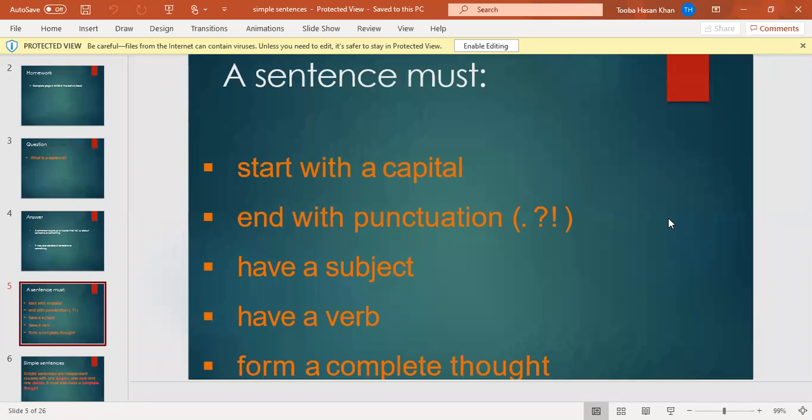It should have a subject. Subject means the noun which is performing the action. It should have a verb. A verb is an action word. And it should form a complete thought. Meaning, it should tell you the exact meaning. Your point should be complete. Okay? If you are discussing one thing, it should be discussed completely, otherwise it will be incomplete. It will not be a sentence because it will not make sense.